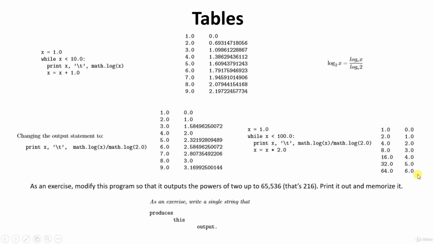Because of the tab characters between the columns, the position of the second column does not depend on the number of digits in the first column. Logarithm tables may not be useful anymore, but for computer scientists, knowing the powers of 2 is.